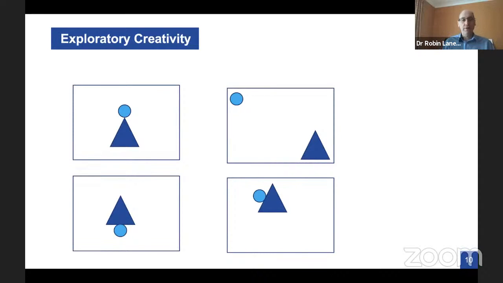Now, exploratory creativity is the idea that if you have a creative task, there's a range of possibilities open to you. So let's imagine somebody had said to me, well, can you give me an abstract picture of a triangle and a circle? Now, I have very little ability to paint pictures and so on. But in this case, what I could do is just lay out some of the possibilities. And that's what I've done here. So I've thought to myself, well, there are different ways I could arrange these things. Let's just try something. And the idea with exploratory creativity is we try different things until we get something that we like.